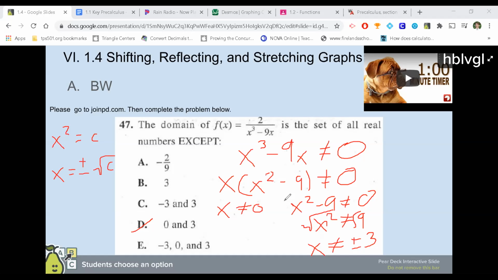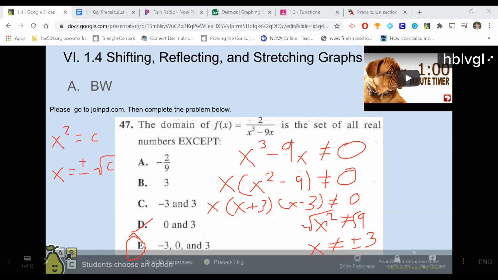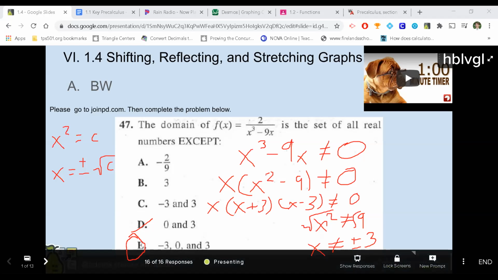Is that fun? Or another way you could have done this is instead of setting this as a separate equation, this is still factorable. X squared minus 9 is a difference of squares. So you could have said instead for your next line here that x plus 3 times x minus 3 couldn't equal 0. And then that gives you all three: 0, -3, +3. E.